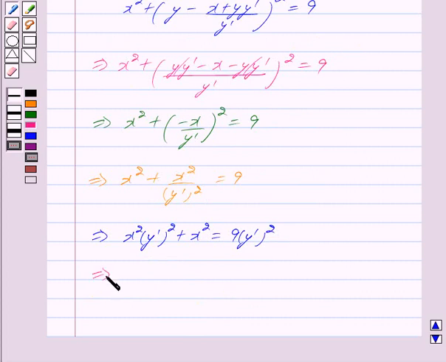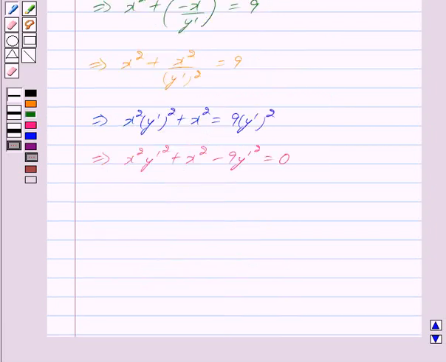This implies x square into y dash square plus x square minus 9 y dash square is equal to 0, and we can write this as, now taking out y dash square common from these both terms, we get (x square minus 9) into y dash square plus x square is equal to 0. Now this equation does not contain any constant. Hence, this is the required differential equation.